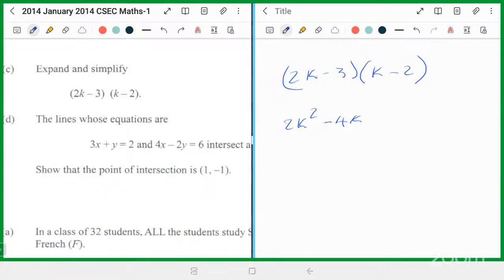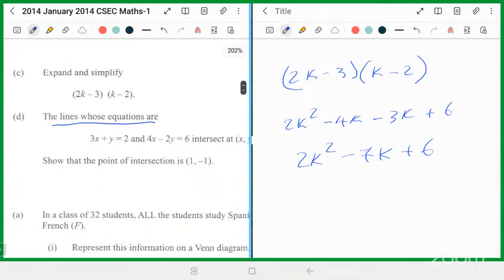Alright, what did I get that? 2k times k is 2k squared. And then 2k times minus 2 is minus 4k. Time to use the negative 3. So negative 3 times the k first is minus 3k. Negative 3 times negative 2 is positive 6. So care for those negative signs. It's positive 6. So consolidate these in the middle. Minus 4k and minus 3k is minus 7k. So it becomes 2k squared minus 7k plus 6. And that's it. Done.